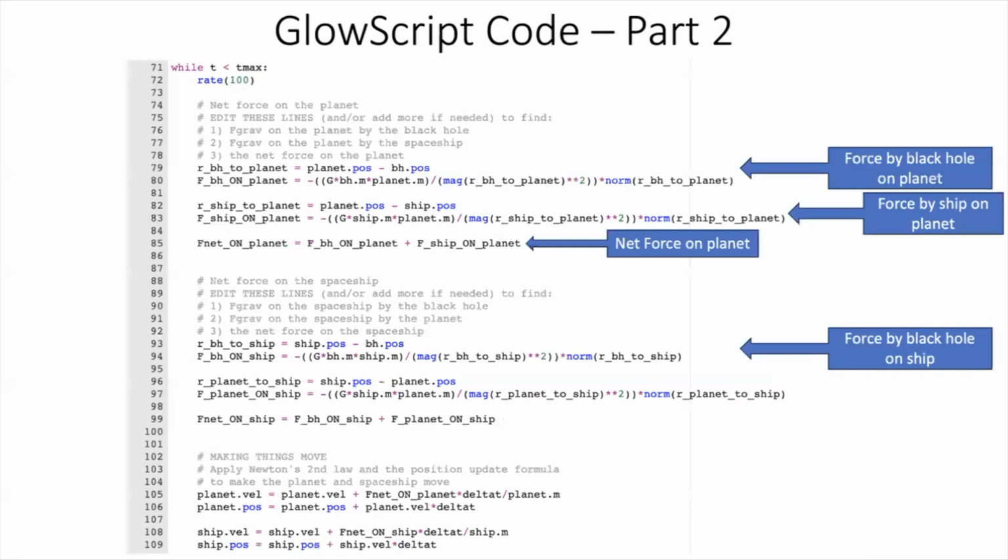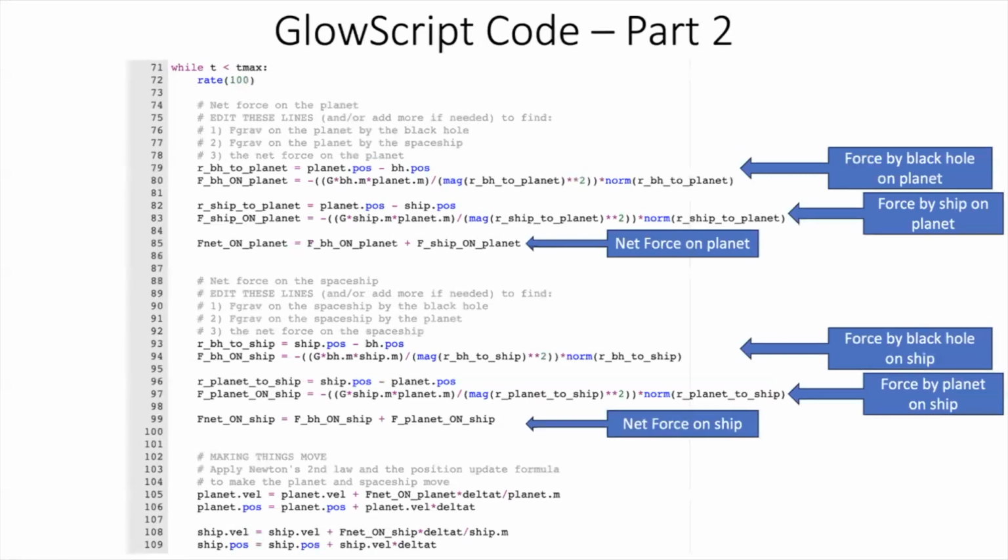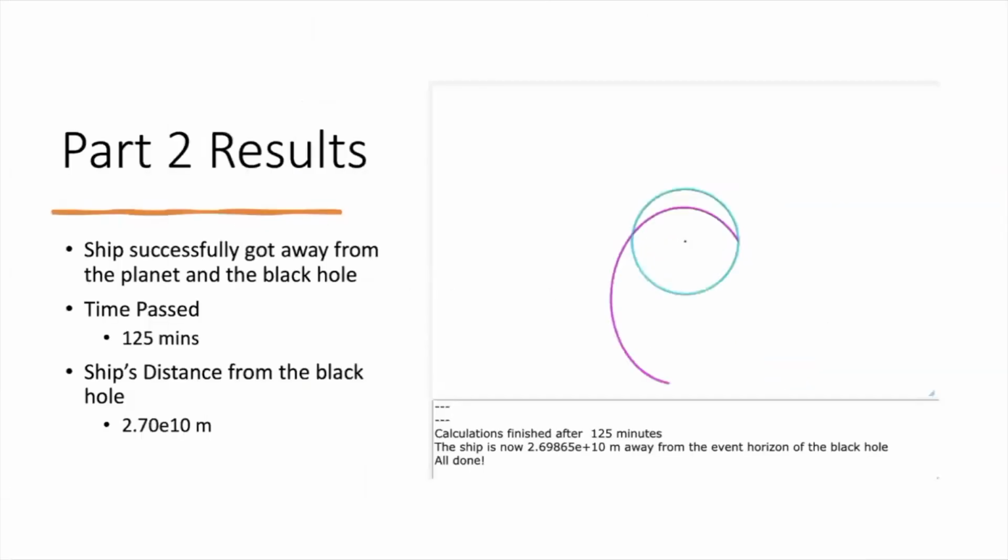Lines 93 and 94 were changed for the force by the black hole on the ship. Lines 96 and 97 were changed for the force by the planet on the ship. And line 99 was changed for the net force on the ship. Part 2 results show that the ship successfully got away from the planet and the black hole. The time passed was 125 minutes, and the ship's distance from the black hole was 2.70e10 meters.